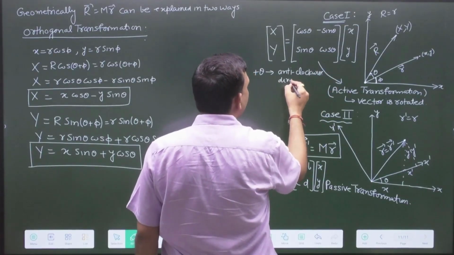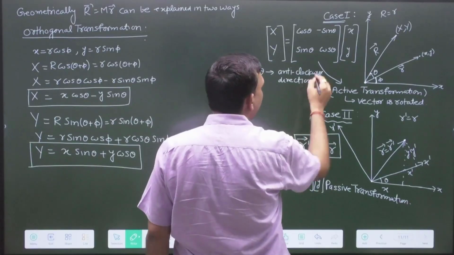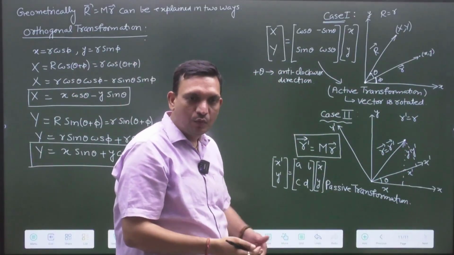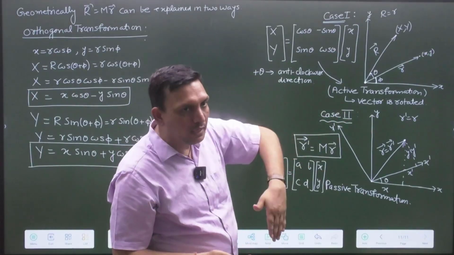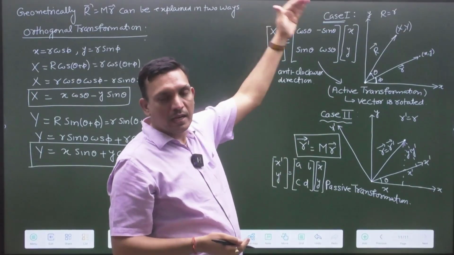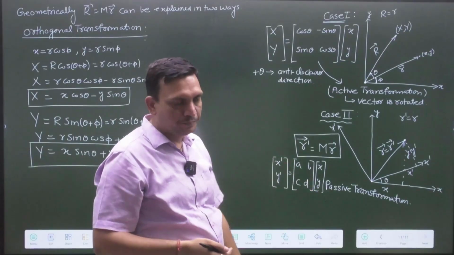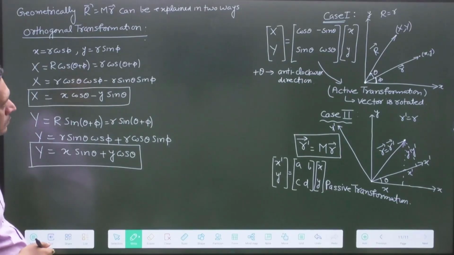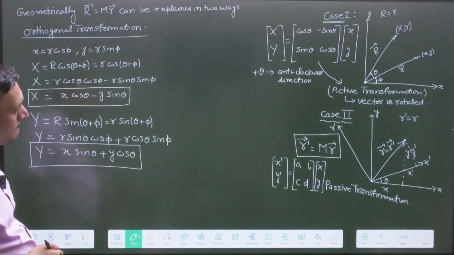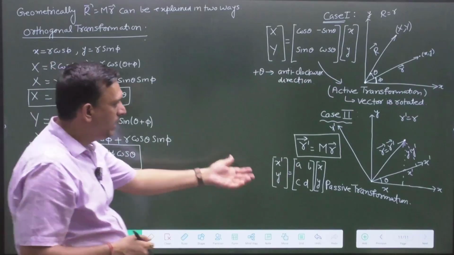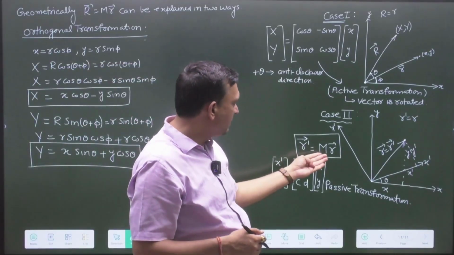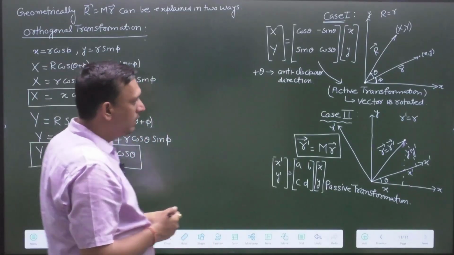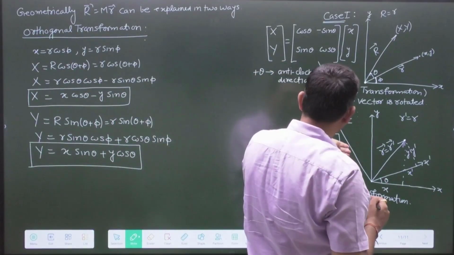If you are getting theta negative, it means rotation will be in clockwise direction. So for a given matrix, you can check what transformation it will take, whether it will rotate the vector in anti-clockwise direction or clockwise direction. Clear? In the same way, can you find matrix M for passive transformation? Let's find it for passive transformation.